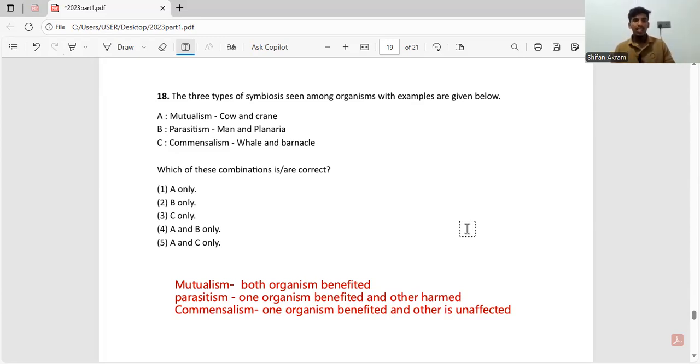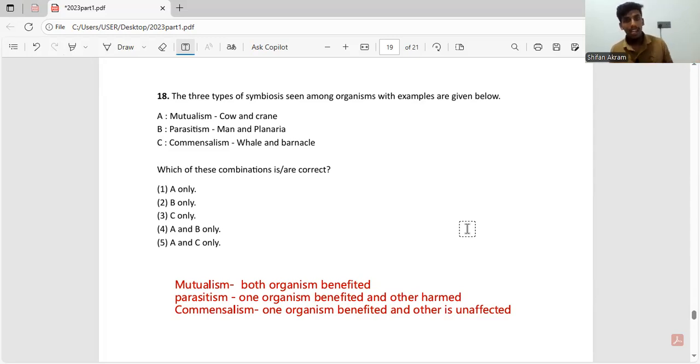Now, what kind of relationship is this? The cow has done nothing, so the cow is actually unaffected, right? But the crane benefits because of the cow's movement. The insects are flying up and the crane is getting its food. So the crane is benefited. This is a commensalistic relationship, not a mutualistic relationship.